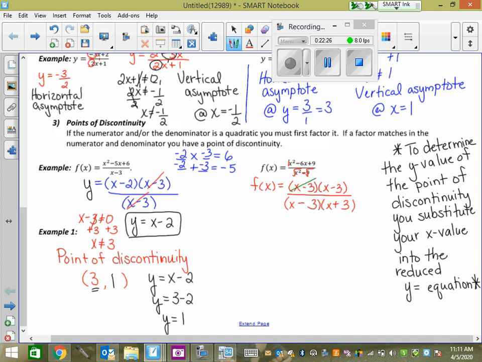So, oh, the x minus 3's cancel. They cancel again. So I'm going to end up with an equation, f of x equals x minus 3 over x plus 3. Okay, that's going to be my end equation. All right, I have a point of discontinuity because a factor canceled.